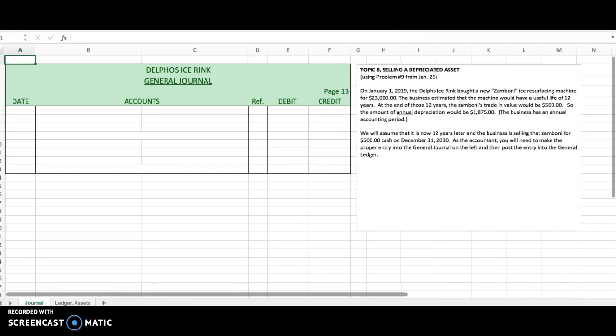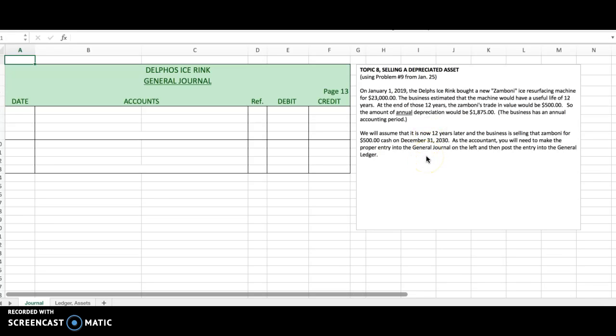Take a look, first of all, on the right under the instructions here. We're going to assume that on January 1, 2019, Delphos Ice Rink bought a new Zamboni. This is the ice resurfacing machine for $23,000, and you had a problem where you had to figure out the depreciation and record that. And the business estimated that this machine is going to have a useful life of 12 years. At the end of those 12 years, the Zamboni's trade-in value would be $500. So the amount of annual depreciation that you figured out was $1,875, and this business has an annual accounting period.